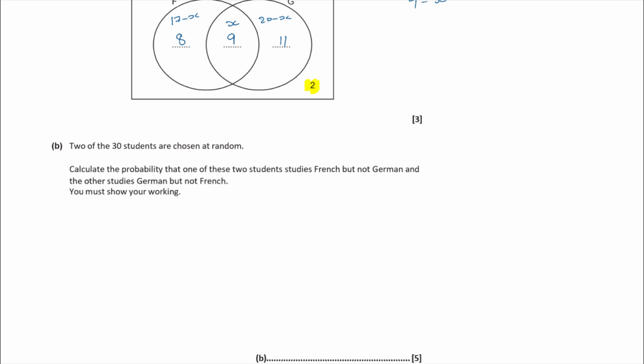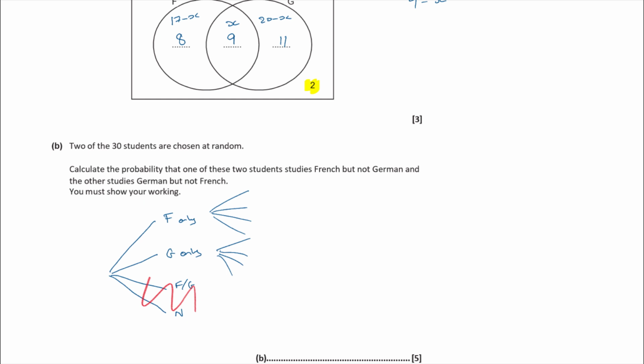So 2 of the 30 students chosen at random. Now, if I was going to draw a full probability tree, there'd be like 4 branches, wouldn't there? There'd be French only, German only, French and German, or neither. Okay, and then again there's going to be like 4 branches after this as well, but that's kind of long, and I don't need all that information. I'm not actually interested in this bit down here.